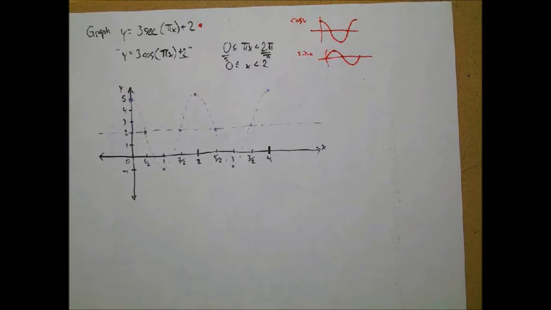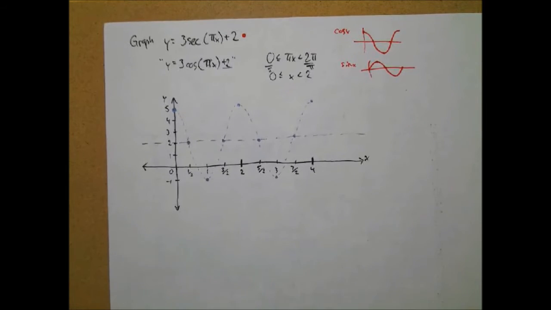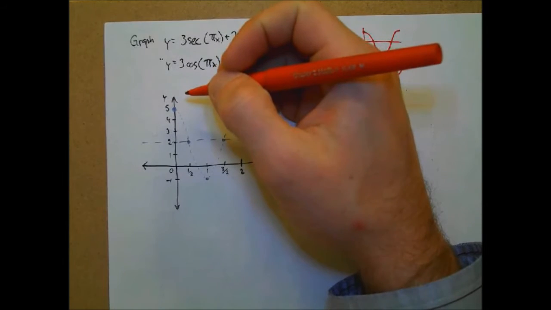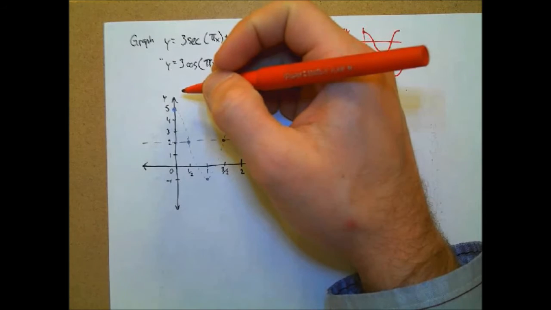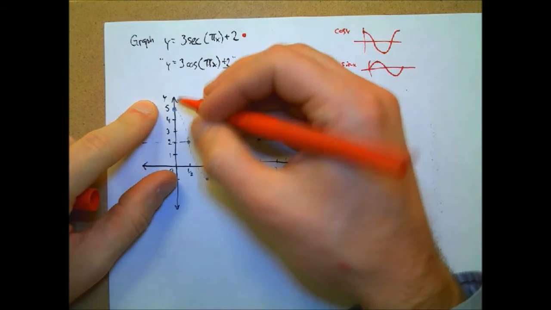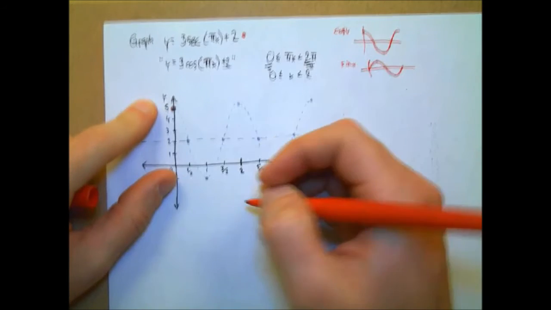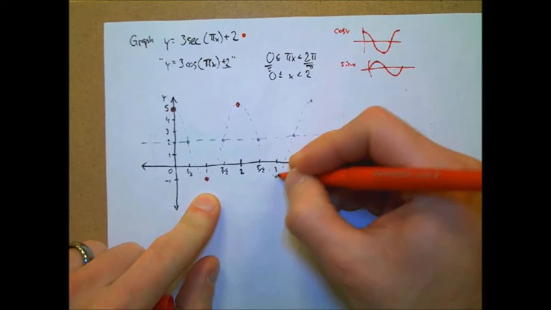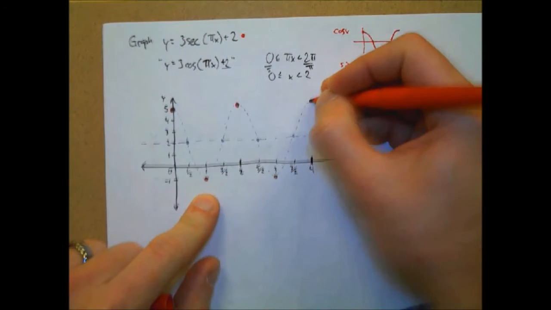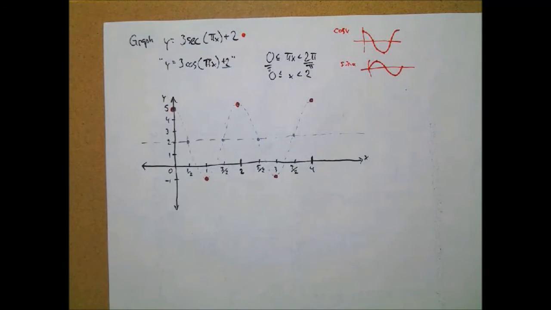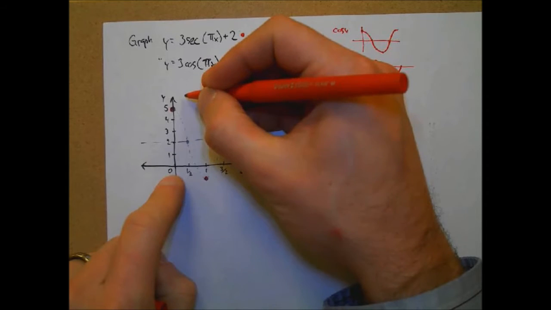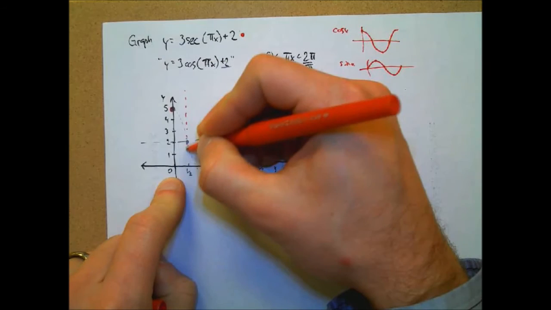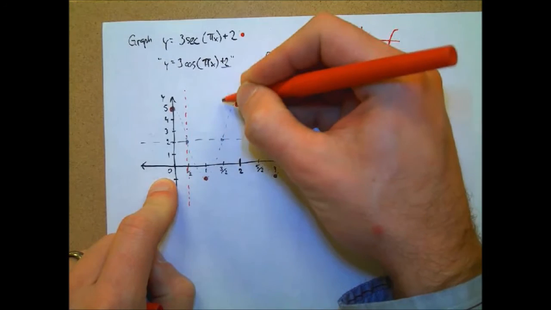Here's where it gets a little bit funky, but it still follows the same idea. At the peaks, you're going to have that same number, and at the valleys or troughs, you're going to have those same numbers. So these are all points for secant. The asymptotes are now going to occur here. These are now the asymptotes.